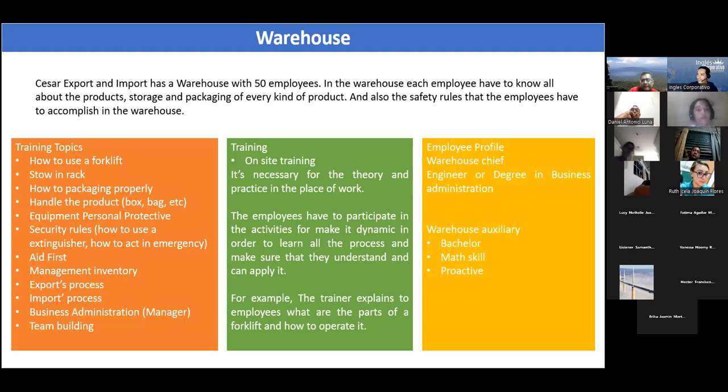The safety rules, like they have to use an extinguisher, how to act in an emergency, and the most important, I think, is the personal protection equipment. In this kind of warehouse there are a lot of risks, so we can suffer emergencies, so it's important that personnel are safe with the personal protection equipment. So this is a very important part to use in the warehouse.